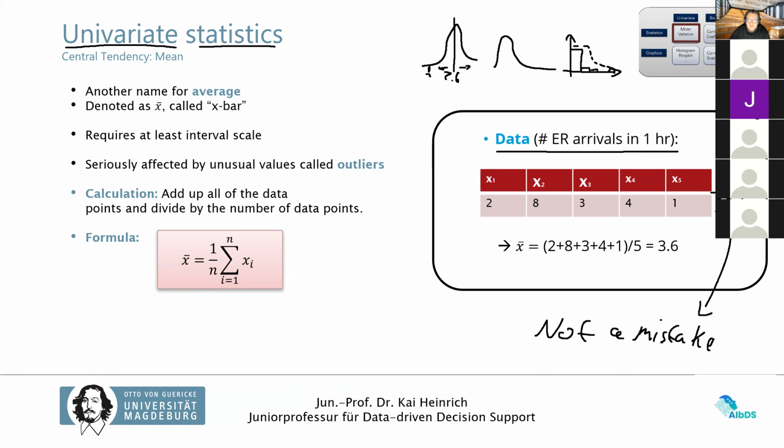Okay, now let's assume it's not a mistake. Let's assume this happens, right? And what's the task of the mean? The task of the mean is to represent the average ER arrivals in 1 hour. So it is part of the data. So it represents the average in 1 hour. The problem is, and then we come to the concept that was named an outlier.